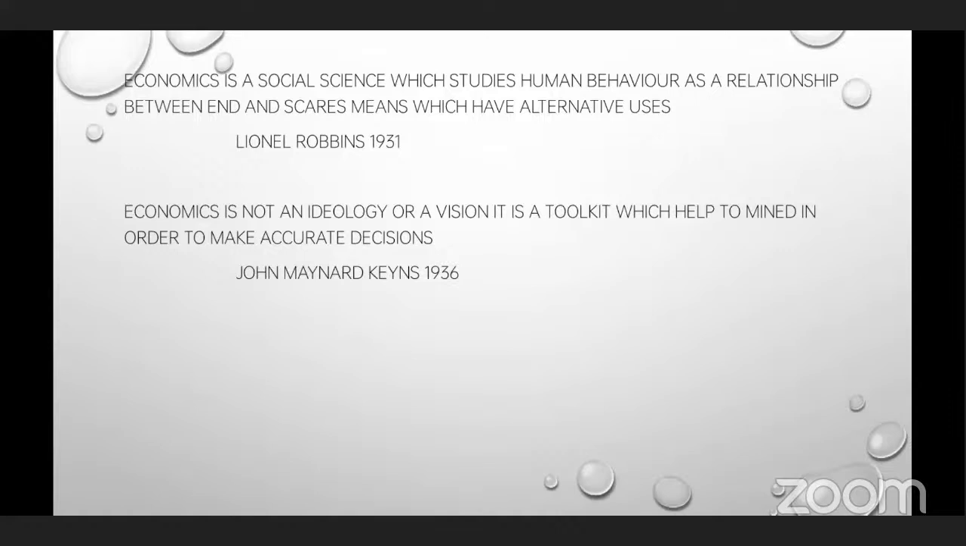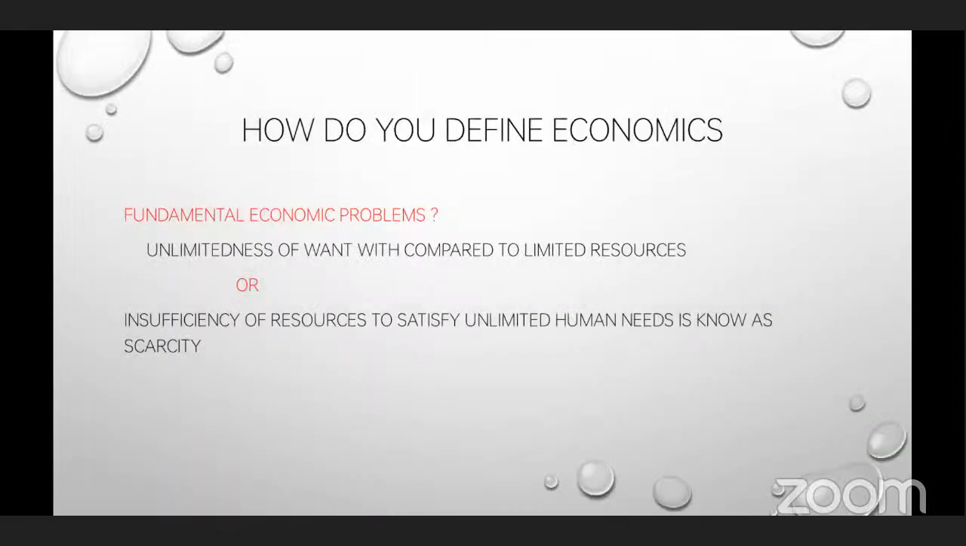We'll see. The second one is Lionel Robbins. He is a British economist. He defined economics like this: economics is a social science which studies human behavior as a relationship between ends and scarce means which have alternative uses. Then the third one is also a British economist known as John Maynard Keynes. He introduced economics like this: economics is not an ideology or vision. It is a toolkit which helps the mind to make accurate decisions.